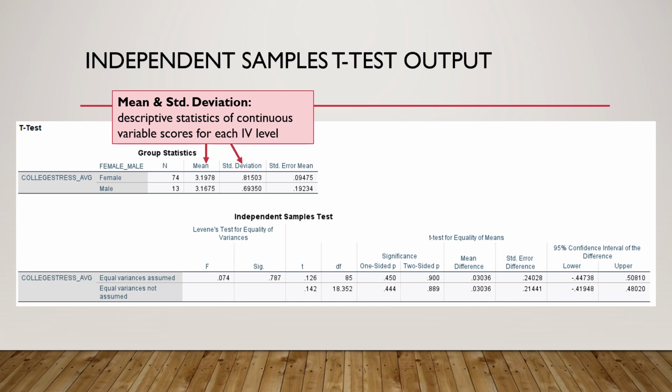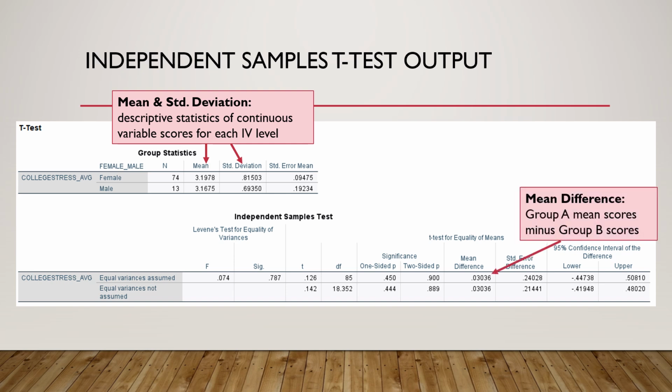They just have a slightly different center point, right? Is the spread, the standard deviation of my two samples pretty similar? So to figure out if that difference between the 3.1978 and the 3.1675, that is the difference between male and female scores on college stress, is that different? We look at the independent samples test.